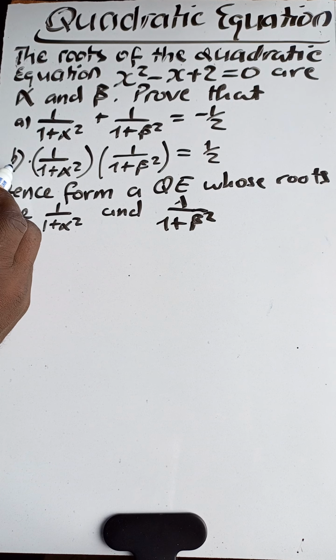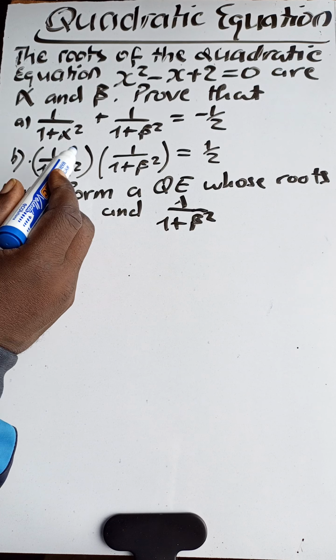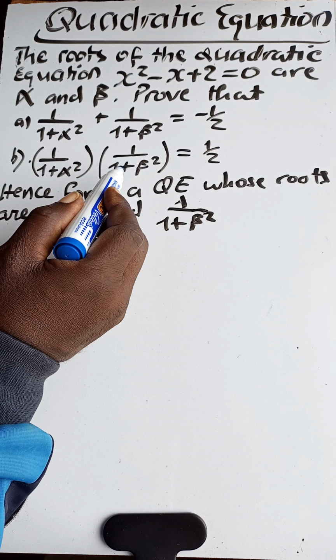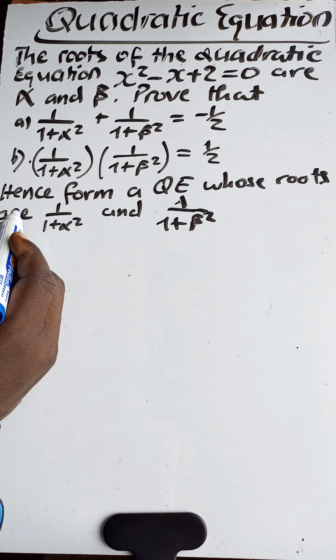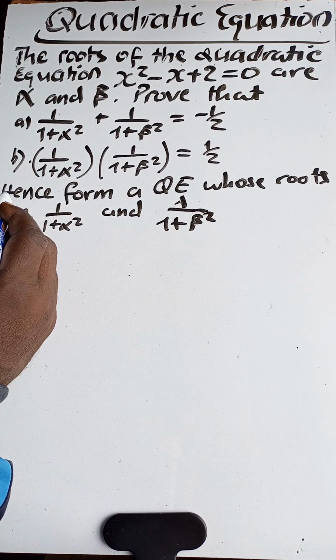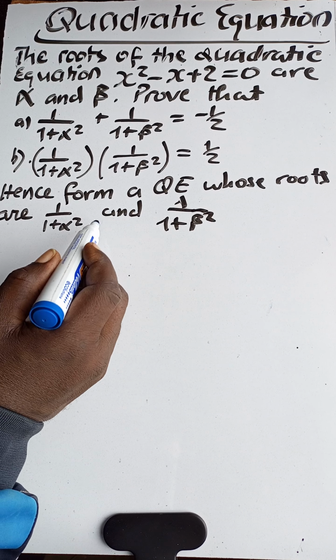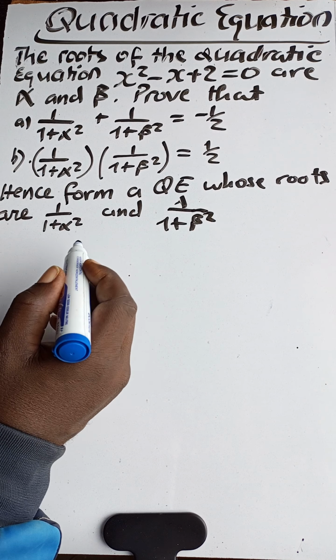And then in B, we are asked to prove that the product of 1 all over 1 plus alpha squared and 1 all over 1 plus beta squared is equal to a half. And then we are asked to form the new quadratic equation whose roots are 1 all over 1 plus alpha squared and 1 all over 1 plus beta squared.